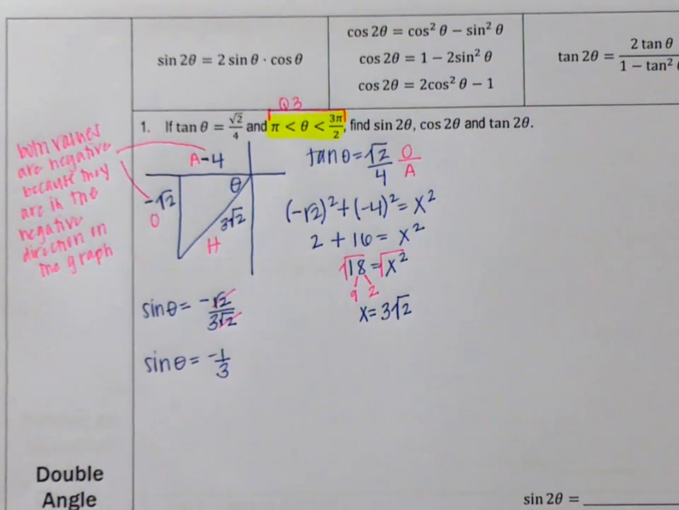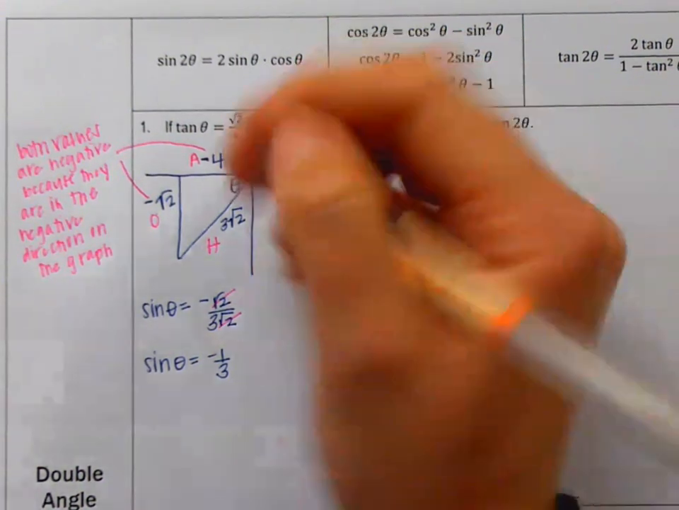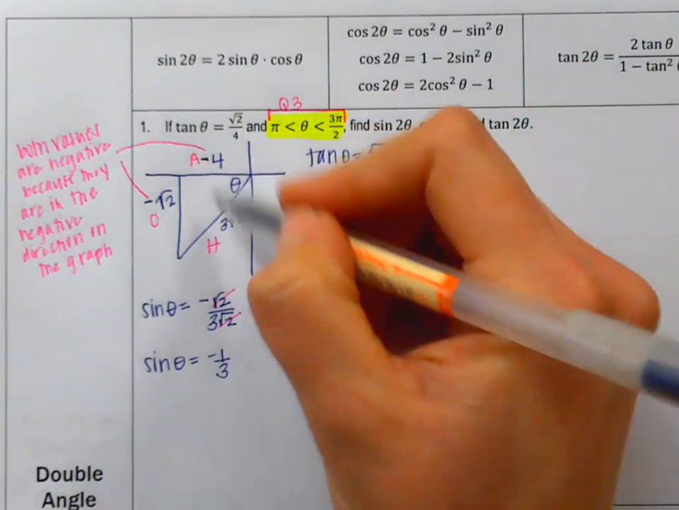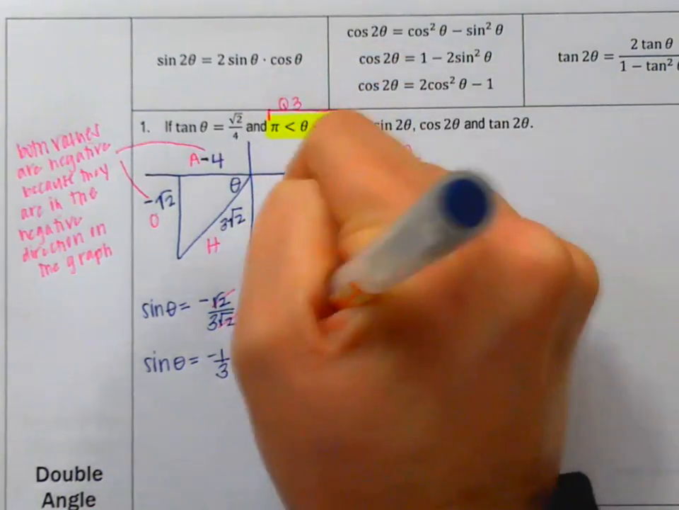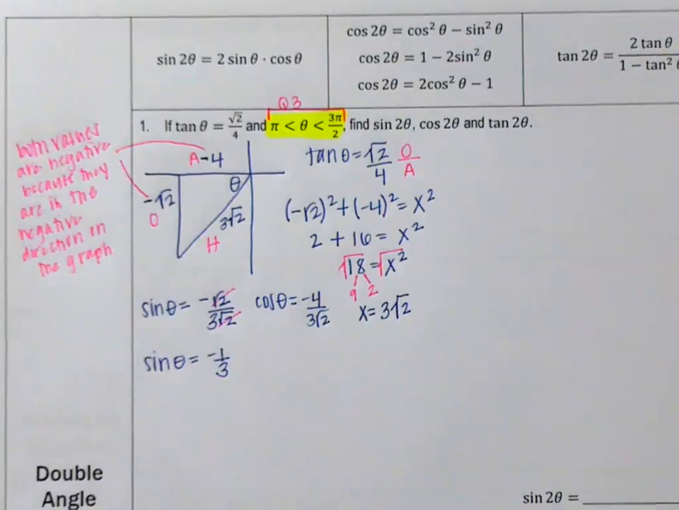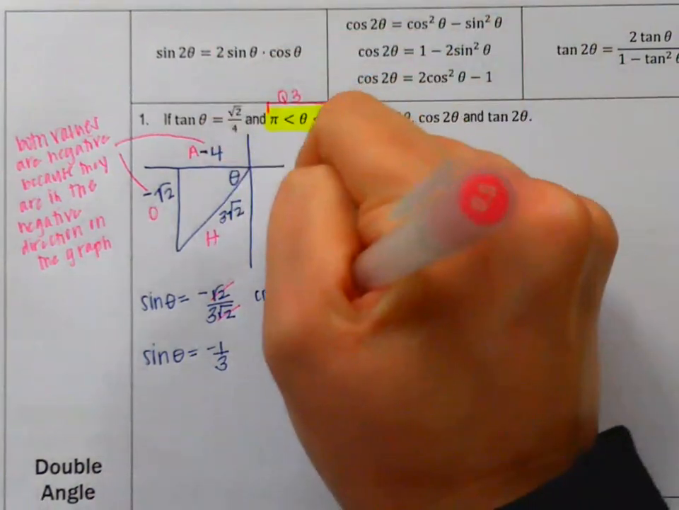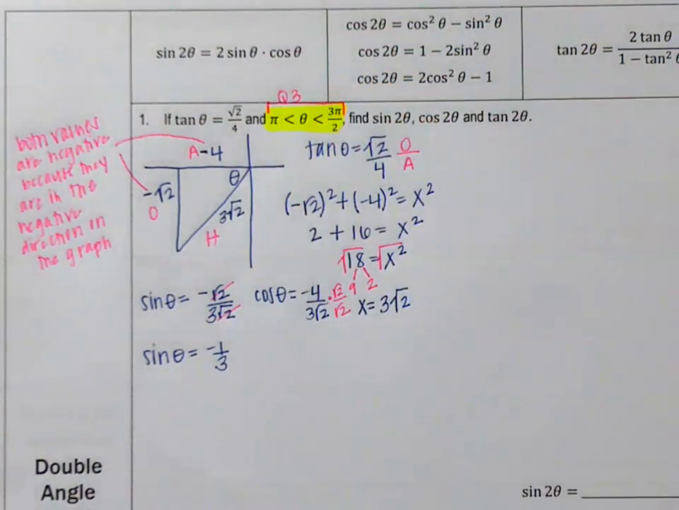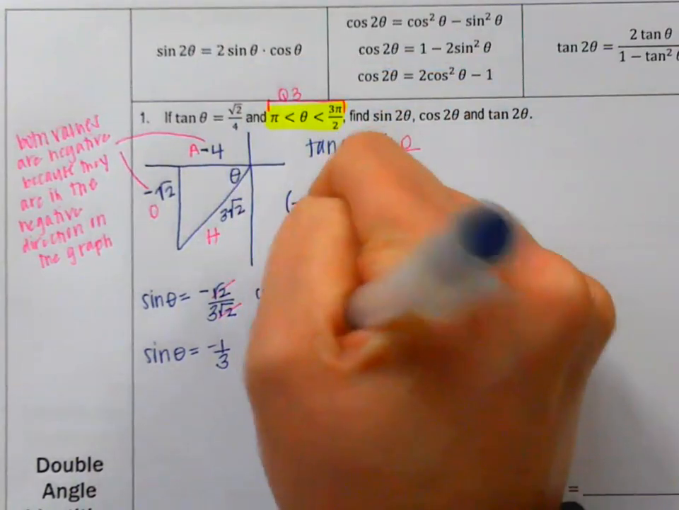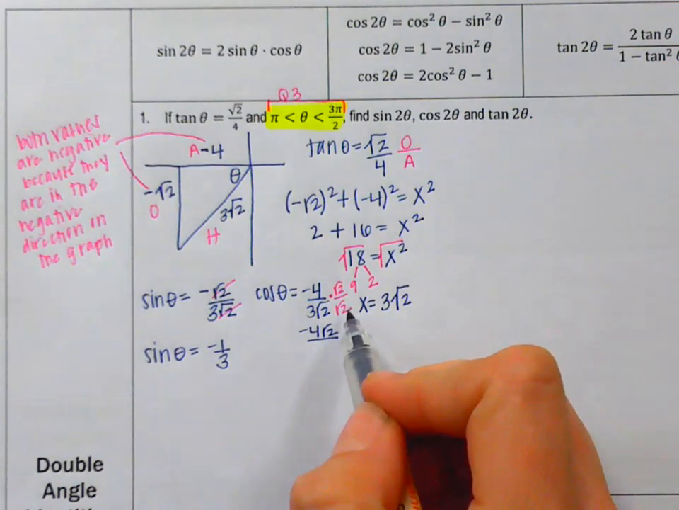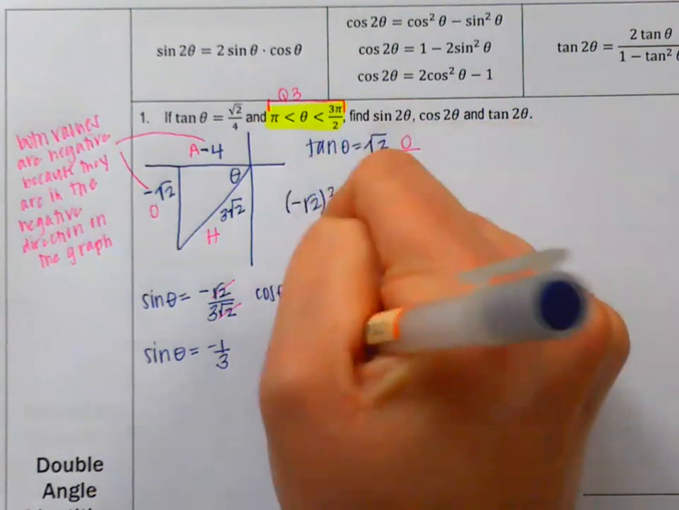So let's move on to cosine. Cosine theta is going to be equal to the adjacent over the hypotenuse, so negative 4 over 3 rad 2. With this one, unfortunately, the radicals don't cancel out, so I have to rationalize my denominator. I'm going to multiply top and bottom by the square root of 2, and I get negative 4 rad 2 over, rad 2 times rad 2 is 2, and 2 times 3 is 6.